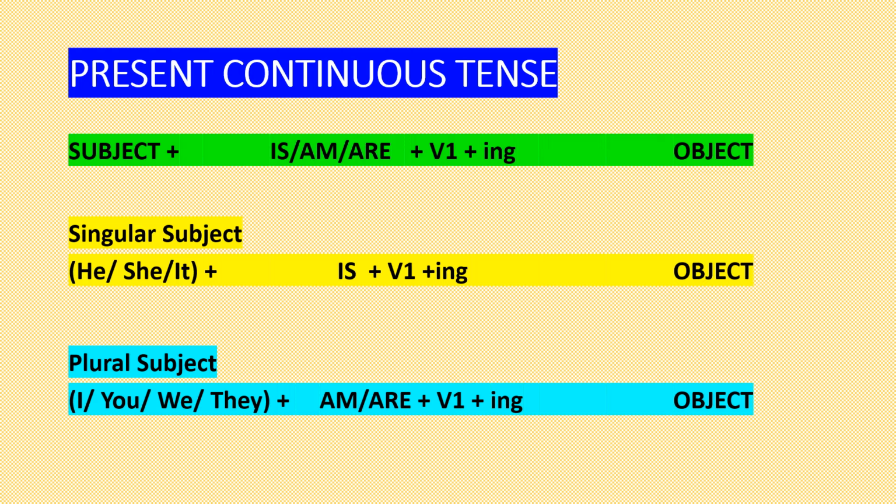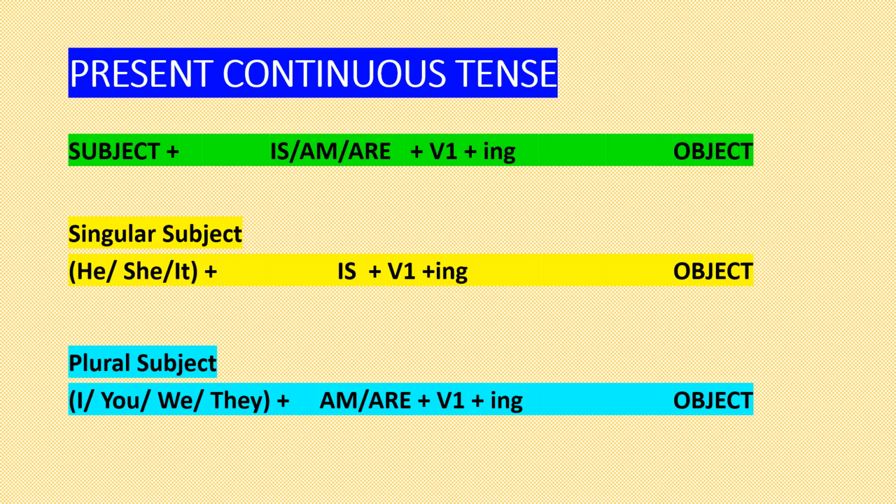Now let's take a look at the formula. Subject with the is, am, are, which are the helping verbs, followed by the action verb V1 with the ing and an object. Now, if it is a singular subject, which is he, she, or it, then I will always use the helping verb is, followed by the action verb with an ing and an object.